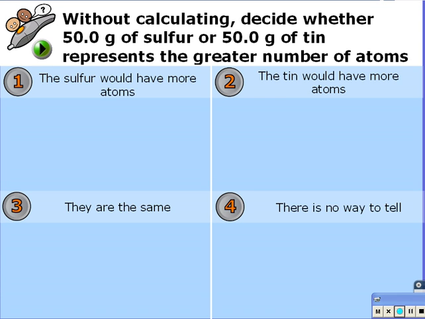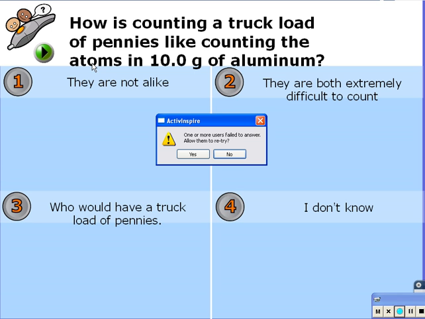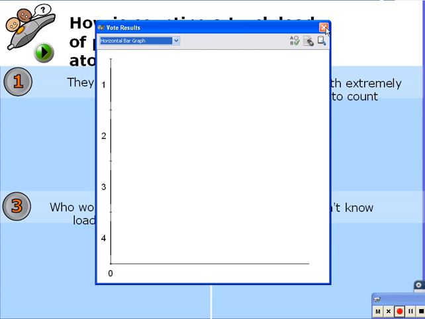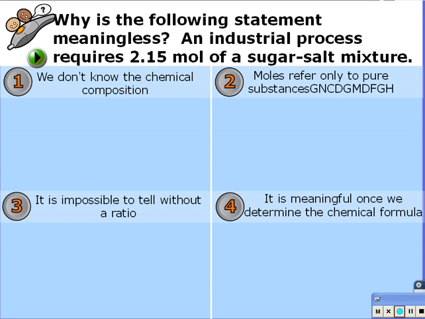Okay, so how is counting a truckload of pennies like counting the atoms in 10 grams of aluminum? The average atomic mass of nitrogen is 14 times greater than the average of hydrogen. Would you expect the molar mass of N2 to be 14 times greater than that of H2? Why is the following statement meaningless? An industrial process requires 2.15 moles of a sugar-salt mixture.